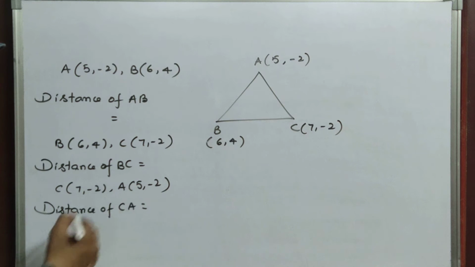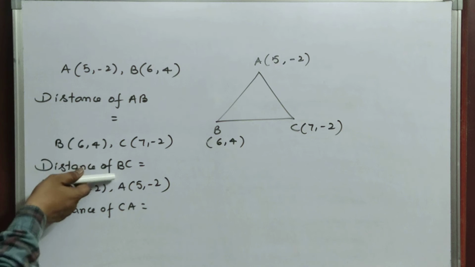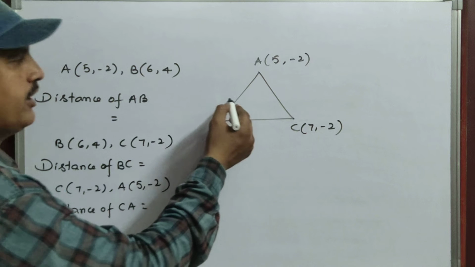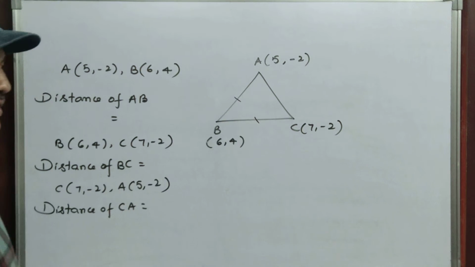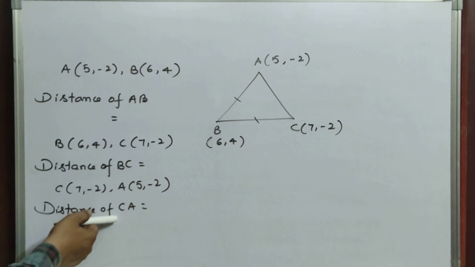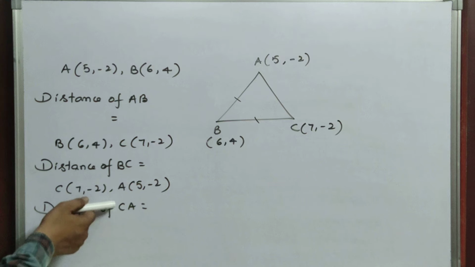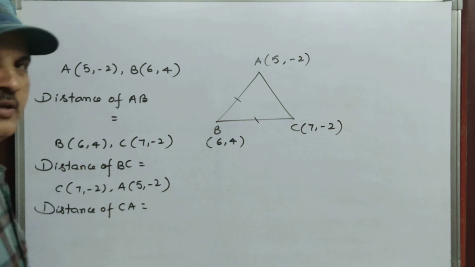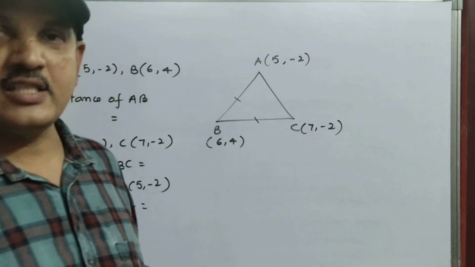Again, same formula. Now, you see that any two of the sides' distances are equal. Suppose AB equals BC. These two are equal, then it is an isosceles triangle. At least any two sides, either AB and BC, or AB and CA, or BC and CA. If any two sides are equal, then it is an isosceles triangle.